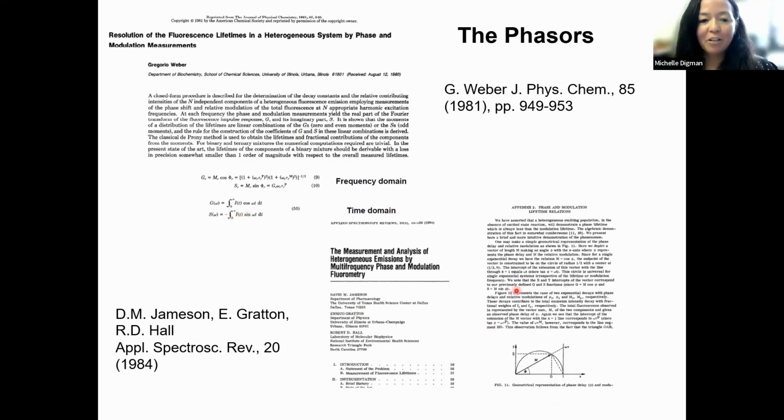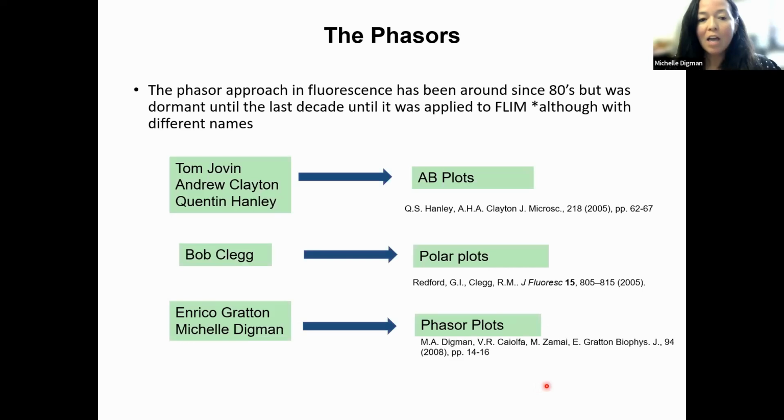And then Enrico and Dave Jameson were the first to actually make this graphical representation of the phasors with the S and G coordinate here that you see here. But we weren't the only ones using the phasors. Since the 80s, it has been used, and it's been kind of dormant, and it has been picked back up in the 2000s. So Tom Jovan and Andrew Clayton and Quentin Hanley used the phasors. They called them the 80 plots.